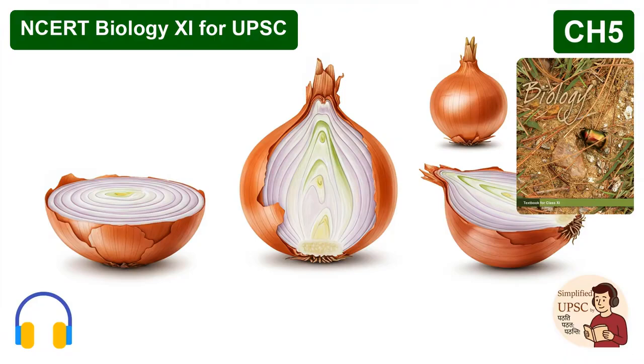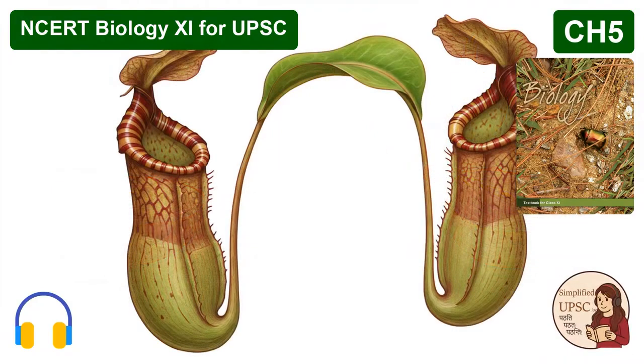In a racemose inflorescence, the main axis just keeps growing. It never ends in a flower. Because of that, the youngest flowers are always at the very top. We call this acropetal succession. So new flowers appear at the apex, growing upwards.